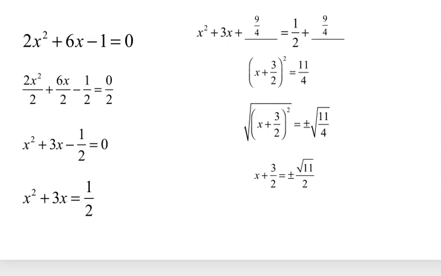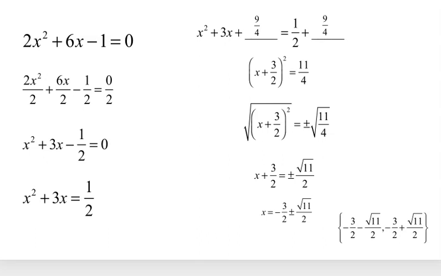So we get x plus 3/2 is plus or minus the square root of 11 over 2. Let's add negative 3/2 to both sides. And you'll notice we have x is negative 3/2 plus or minus the square root of 11 over 2, which is actually two answers. Negative 3/2 minus root 11 over 2, and negative 3/2 plus root 11 over 2. I like to write the final answers in set notation. So there you see negative 3/2 minus root 11 over 2, and negative 3/2 plus root 11 over 2. So that is our process.